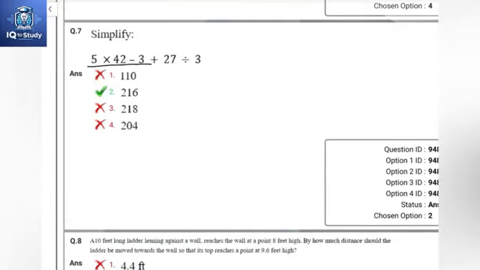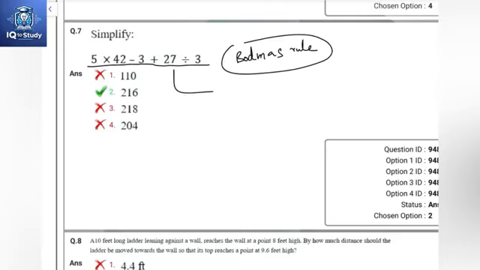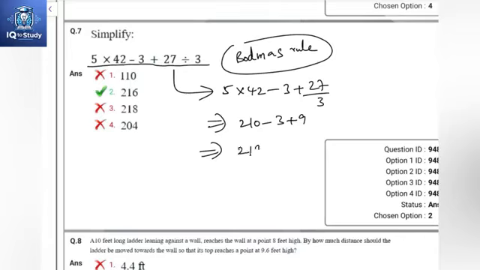Simplify 5 into 42 minus 3 plus 27 divided by 3. Let's simplify this using BODMAS rule. By BODMAS rule, it can be simplified as 5 into 42 minus 3 plus 27 divided by 3, which implies 210 minus 3 plus 9, that is equal to 219 minus 3, and the final answer is 216, which is option number 2.